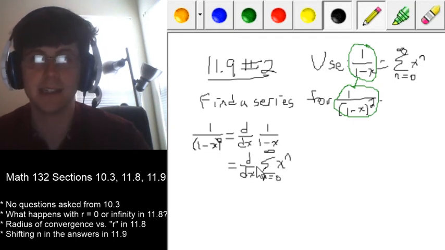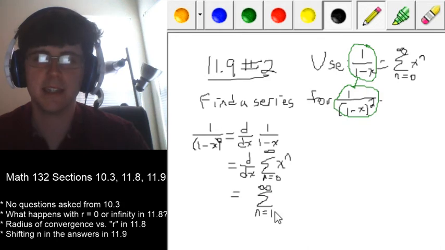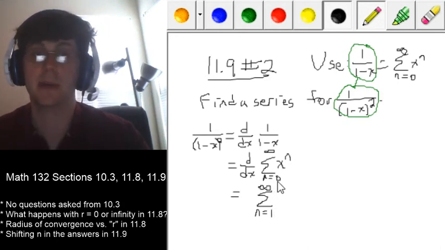And then the point of 11.9 is that you can do calculus inside the sum. So you can just do the power rule inside the sum, as long as you knock out the first term. Because that constant term, n equals 0, gets destroyed by the derivative.